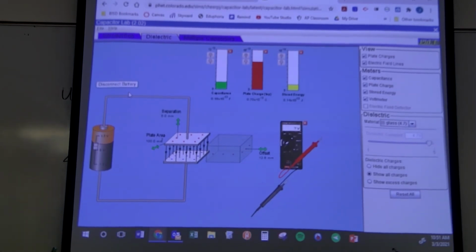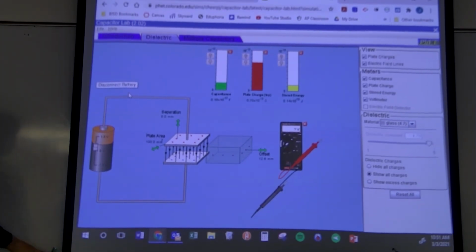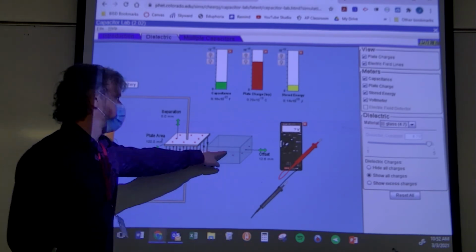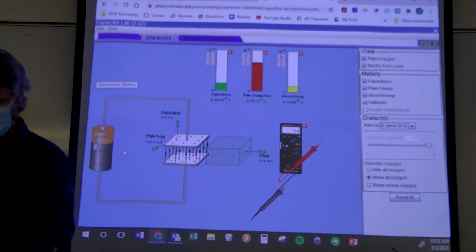So here I have a capacitor that I can now put some dielectrics in. I'm going to do a similar thing to what we did with the lab. Now this is the dielectric. I can now slide it in and out.